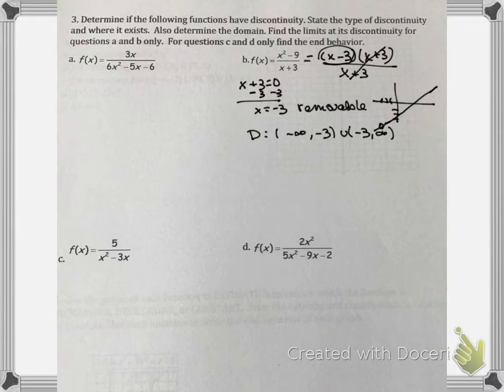The range, I'd have to figure out where the hole is actually existing. So I know the hole is at -3, but I don't know the y value. So you plug this into this equation, and that figures out whatever's left over. You just plug it into whatever's left over, and I get -6. So that means my range has a break at -6.